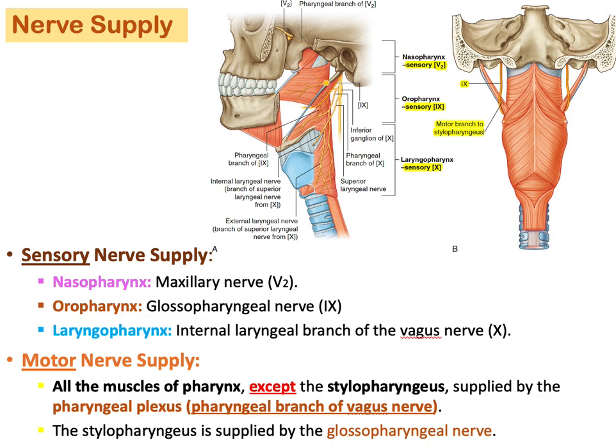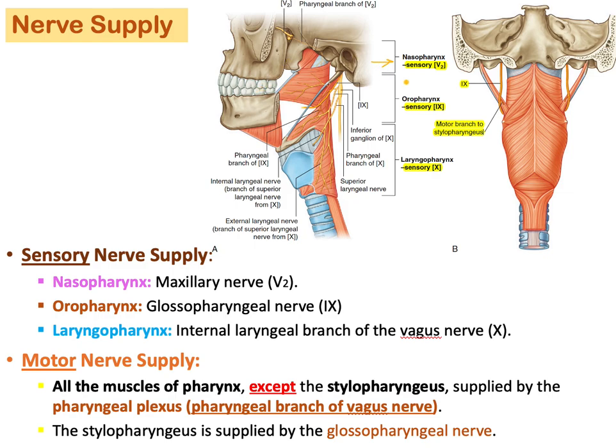So from the nasopharynx, the sensation is carried by the maxillary nerve V2, right? So the sensation from the nasopharynx will be through the maxillary nerve. Remember that the nasopharynx is behind the nasal cavity and close to the maxilla, I mean. So it's the sensation from V2.